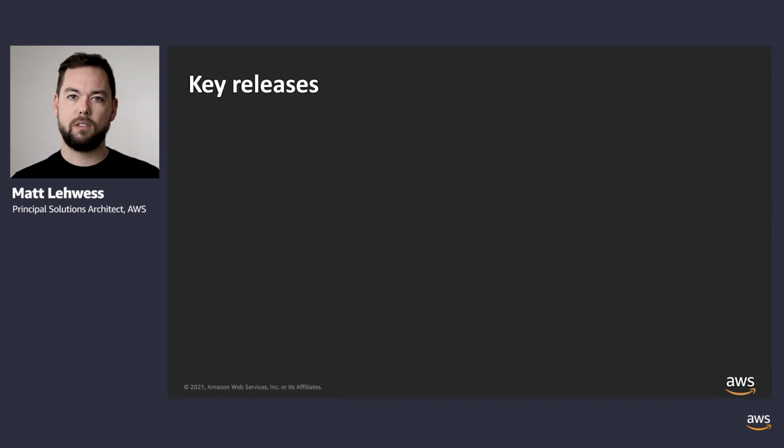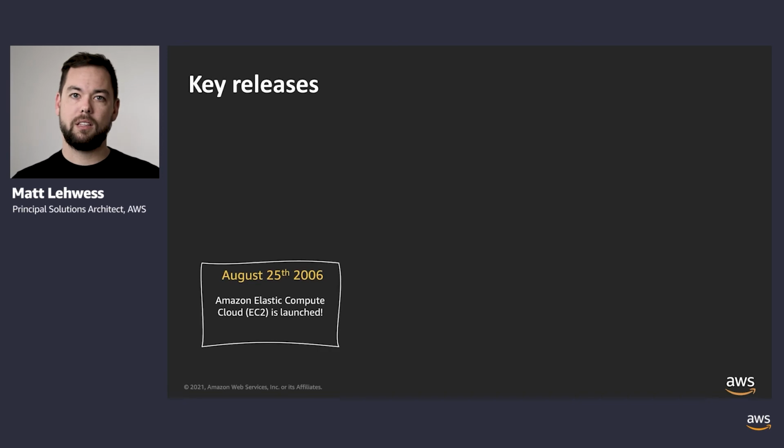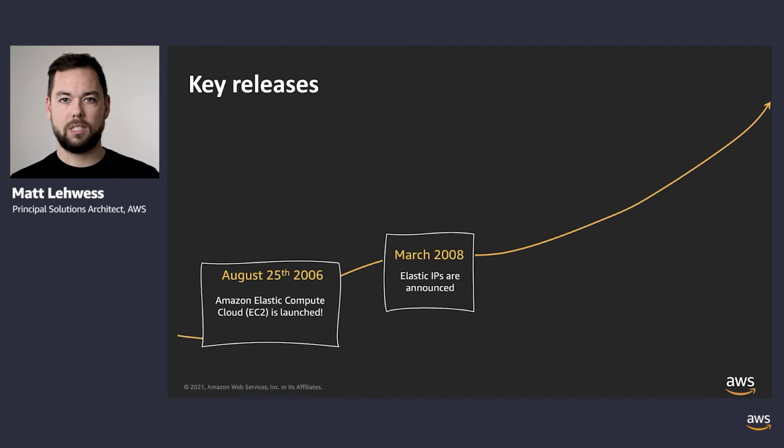So first, I wanted to cover a couple of key releases. And so the first, obviously, what we're talking about here today is the August 25th, 2006 release of Amazon EC2. And so following that, there were a couple of other releases that I just wanted to call out, and we'll talk about the way EC2 used to work and the way VPC works today.